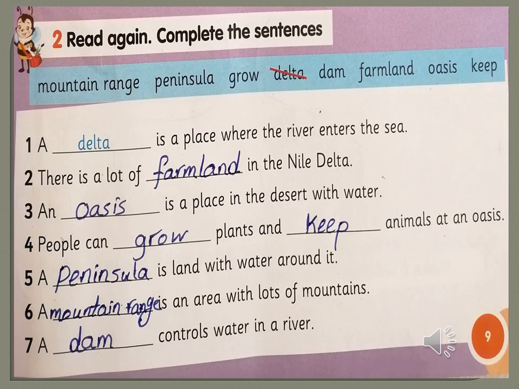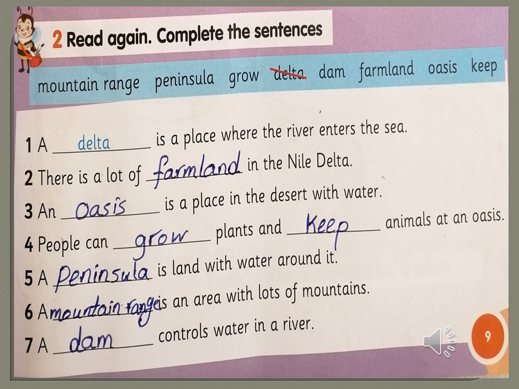Look again at your book, page 9, exercise 2. Read again, complete the sentences. We have mountain range, peninsula, grow, delta, dam, farmland, oasis, and keep. Number 1, a delta is a place where the river enters the sea. Number 2, there's a lot of farmland in the Nile Delta, which is good for farming. Number 3, an oasis is a place in the desert with water.